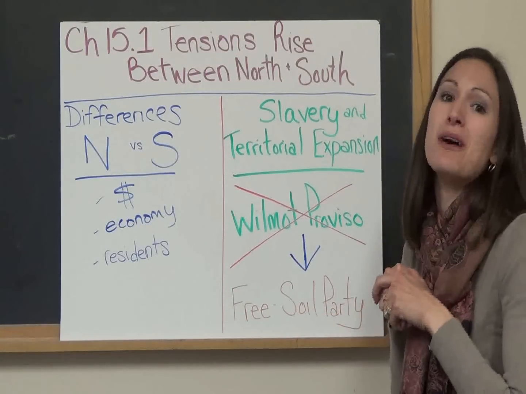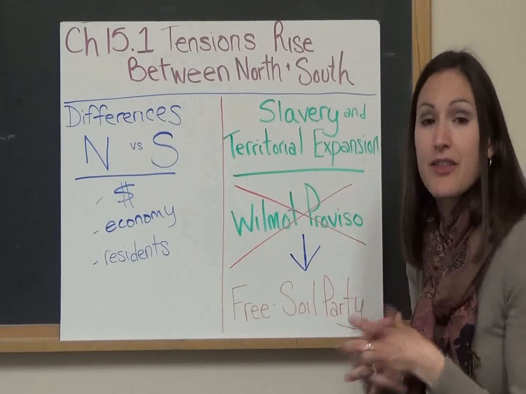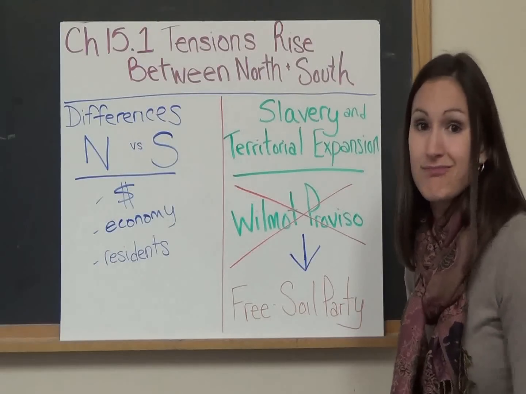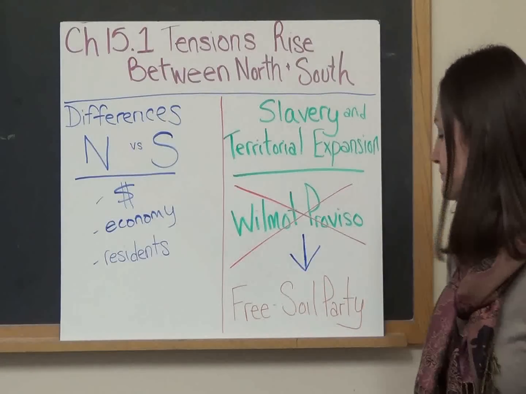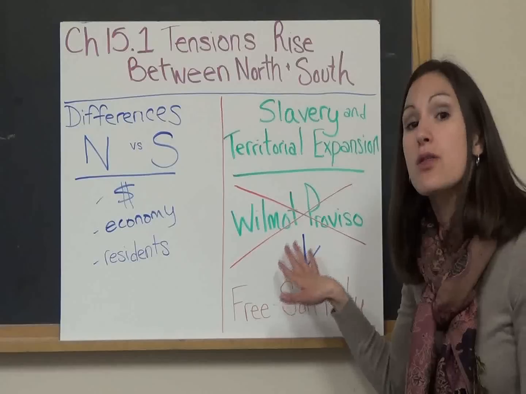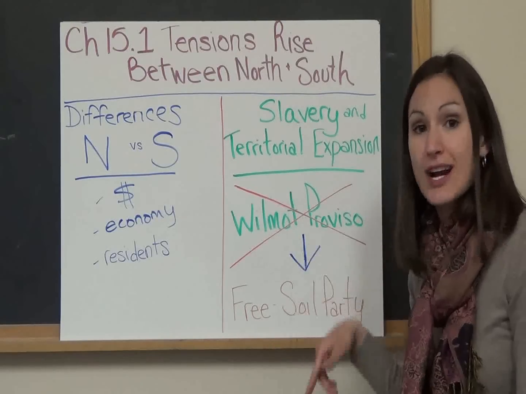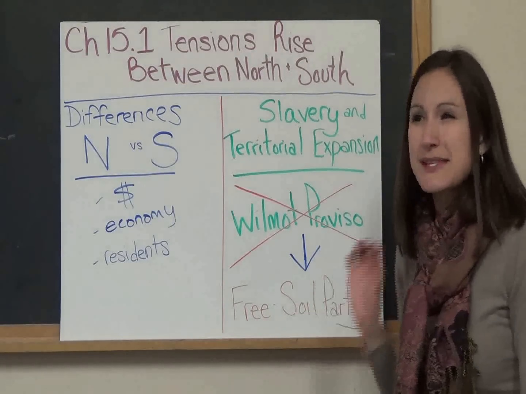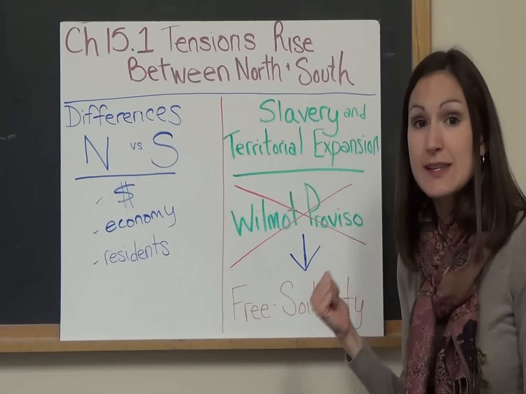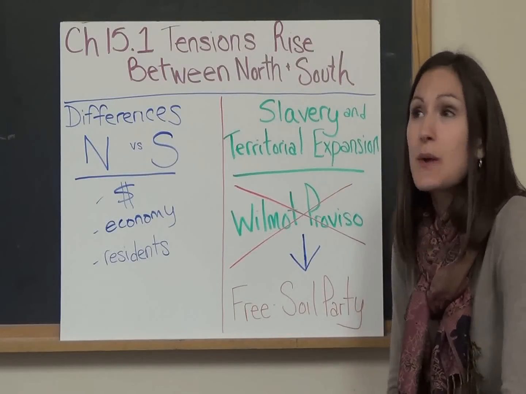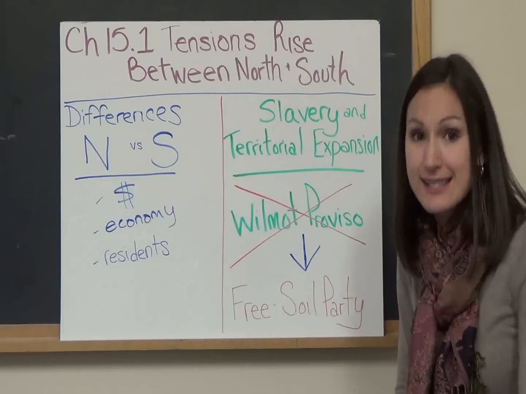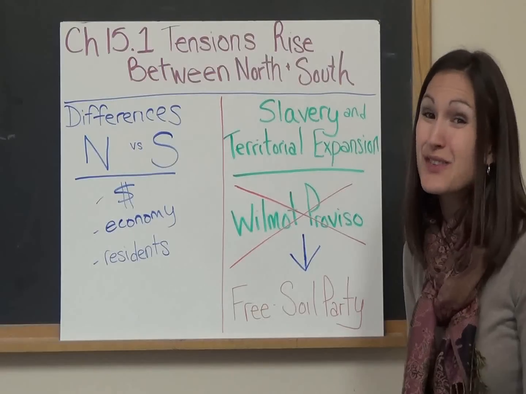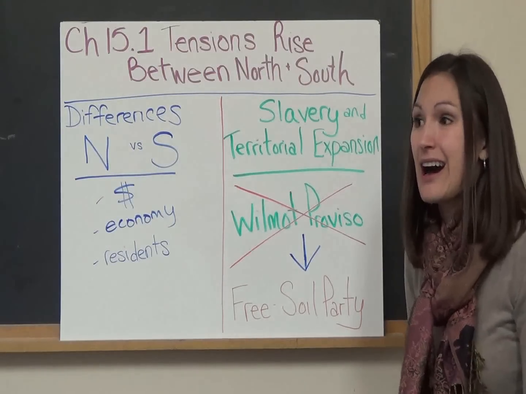And they said no, because they relied on their slaves for the economy and for their money, and so they struck it down. Now, even though the Wilmot Proviso was struck down, that led to the Free Soil Party. Now, something that's very interesting about the Free Soil Party is that they were completely against slavery. But it was not because of moral issues.